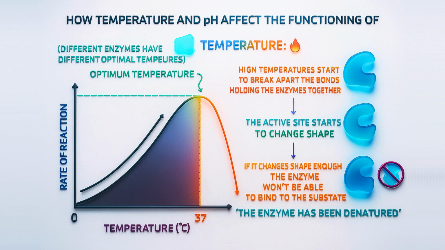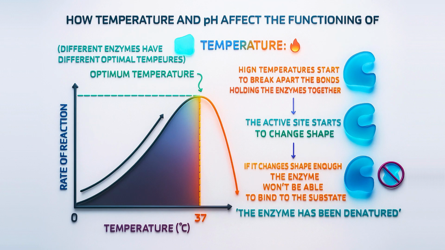However, once the temperature reaches a certain point, which for human enzymes is approximately 37 degrees Celsius, the reaction rate hits its peak, known as the optimum temperature. Beyond this temperature, the rate of the reaction begins to drop sharply. This decline is caused by the high temperatures breaking the weak chemical bonds that maintain the enzyme's specific three-dimensional shape. As a result, the active site of the enzyme begins to change shape.